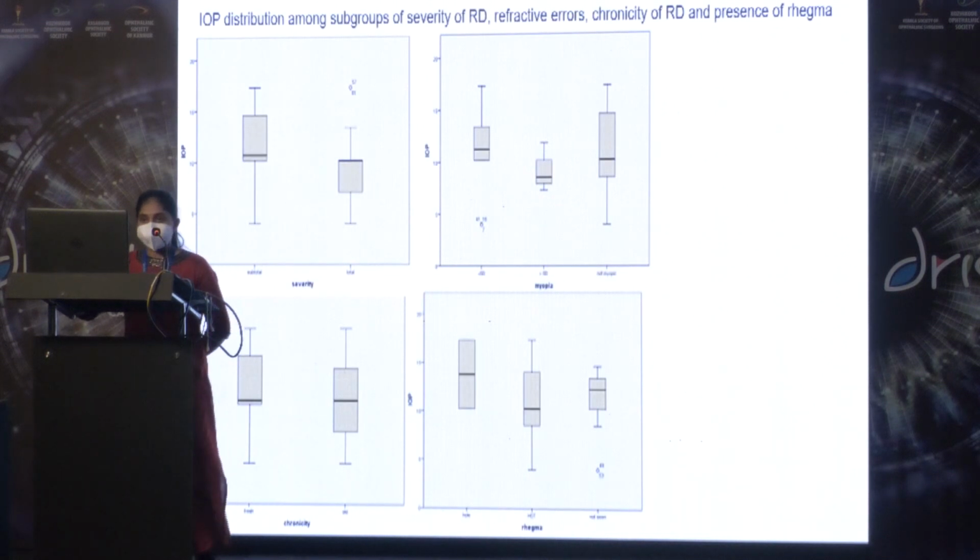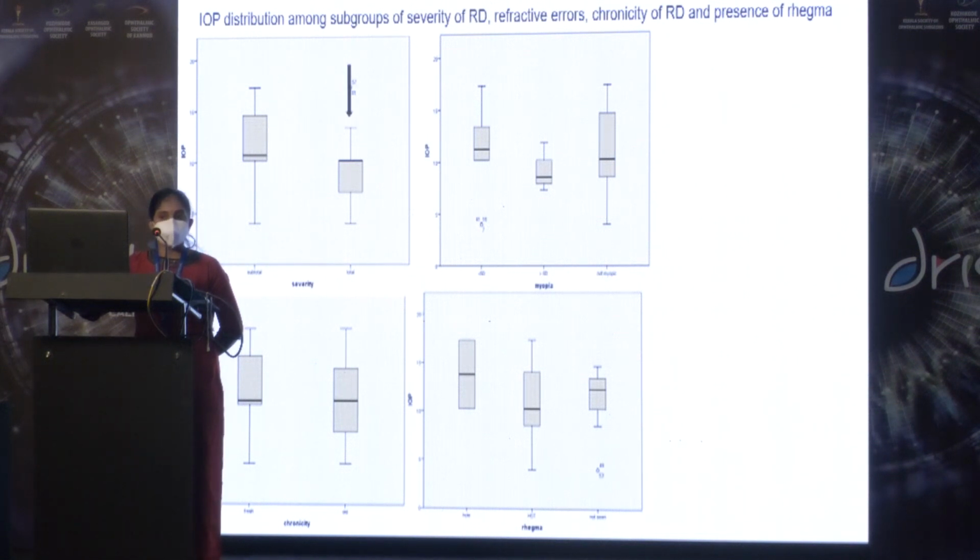This plot is showing that the IOP distribution as well as the median value is towards the lower range in case of total RD when compared to subtotal RD. It is towards the lower range in case of myopia more than 6 diopters when compared to other refractive errors. And it is towards the lower range in case of old RD when compared to fresh RD. And it is towards the lower range in case of those with horseshoe tear when compared to other rhegma.